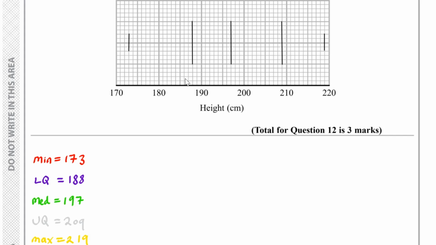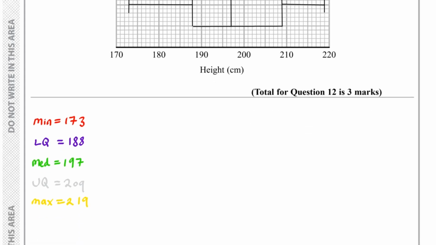And then we simply join all these up with a line here and here and here and here, and then this to this, and then this to this. So this is our box plot. Okay.